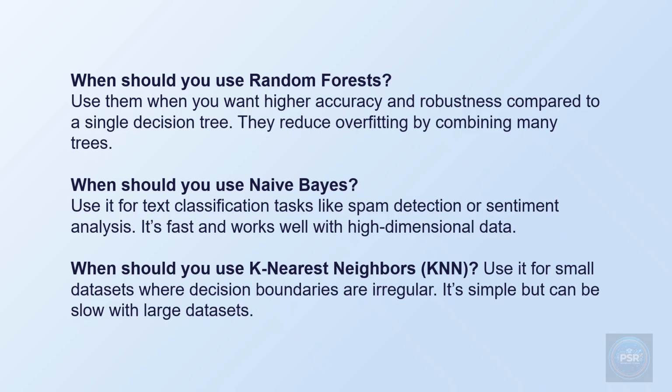When should you use naive Bayes? Use it for text classification tasks like spam detection or sentiment analysis. It's fast and works well with high-dimensional data. When should you use k-nearest neighbors, KNN? Use it for small datasets where decision boundaries are irregular. It's simple, but can be slow with large datasets.